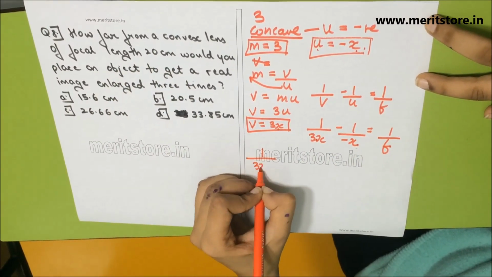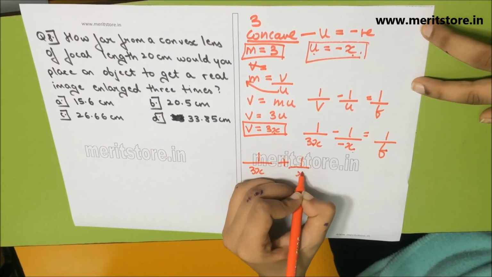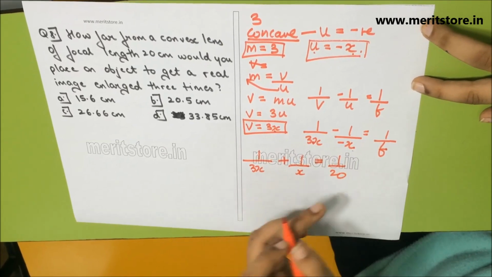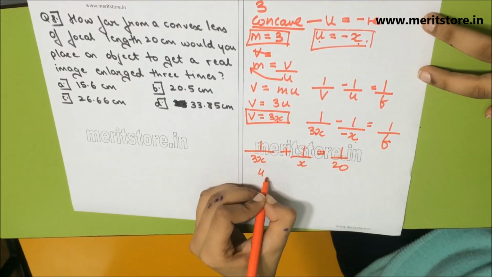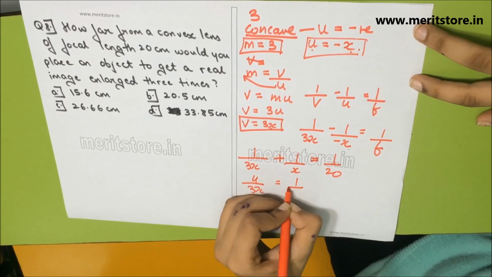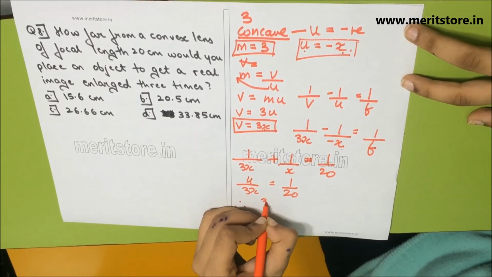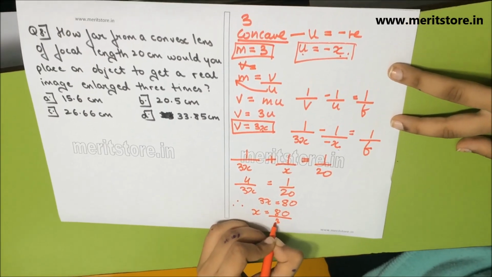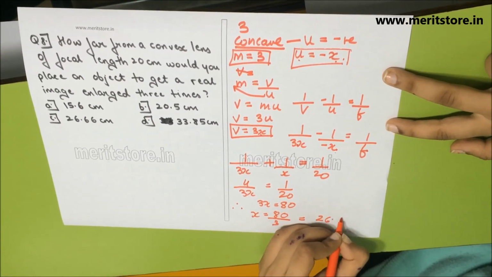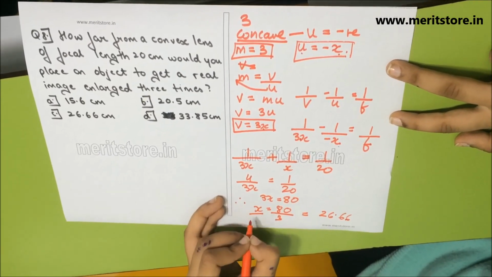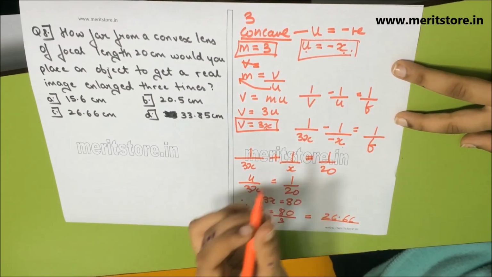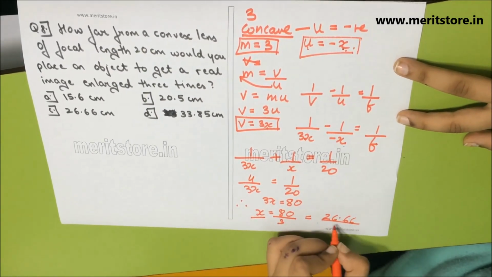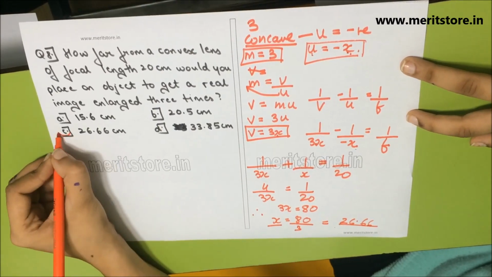Therefore, 1 upon 3x plus 1 upon x, minus will become positive, is equal to 1 by 20. Solving this, we get 4 upon 3x is equal to 1 by 20. Therefore, 3x is equal to 80 and x is equal to 80 by 3, which is equal to 26.66. We have found that x is 26.66 and we have considered u as minus x. Thus, we will have value of u as 26.66, option C.